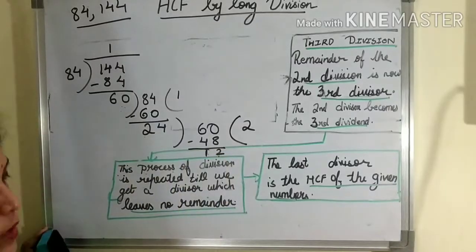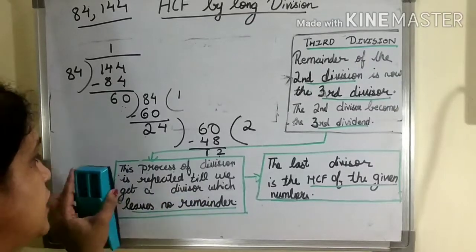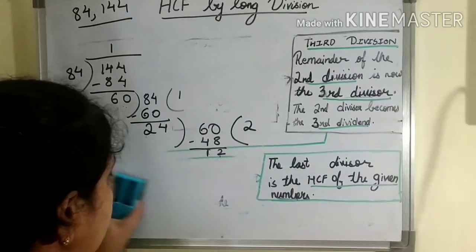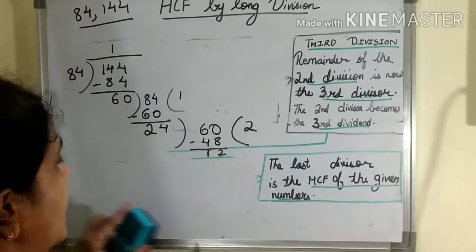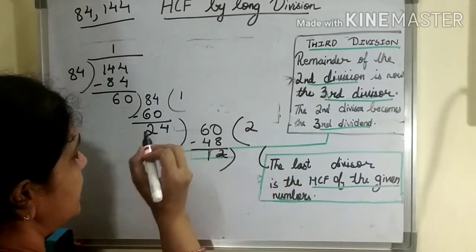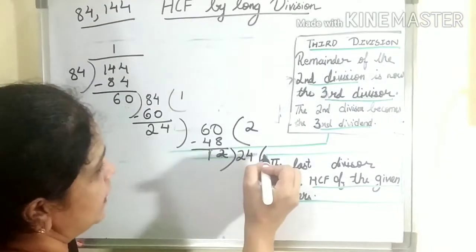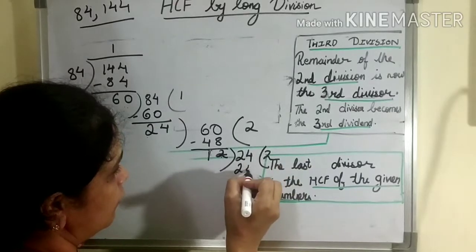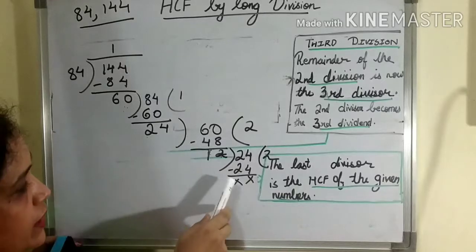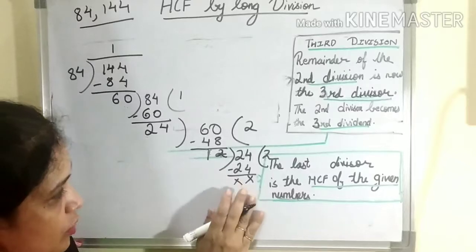I got 12. Now, the process of division is repeated till we get a divisor which leaves no remainder. That means we have to proceed in this way till we get no remainder. So, as I got 12 here, now this will be the divisor. And which will be the dividend? The last divisor. That means 24 will be the new dividend. Now, 12 twos are 24. No remainder is left, and according to the step, we continue till we get no remainder. So, here we are not getting a remainder. That means I got remainder 0.